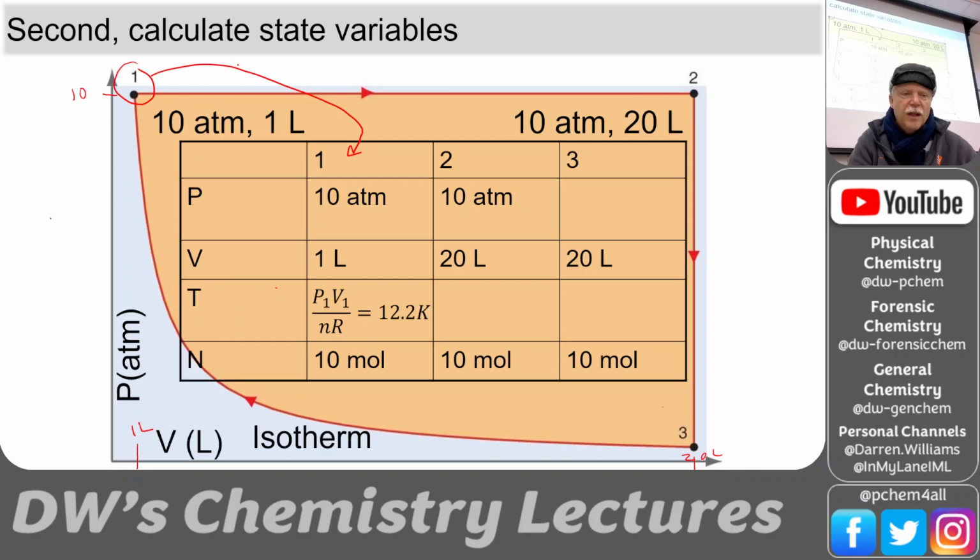So this is the R with 0.08206 if you want a few more sig figs, in liters atmospheres per mole Kelvin, because it has all the units that we want: atmospheres, liters and moles. Put that R in there and solve for your temperature, and it's really quite a cold temperature, 12.2 Kelvin.